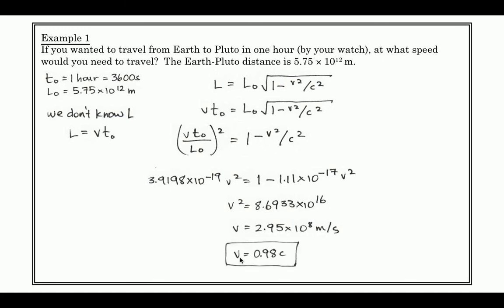I get 0.98 times the speed of light. So that's how fast I would have to travel if I wanted to make it to Pluto in an hour. 0.98 c.